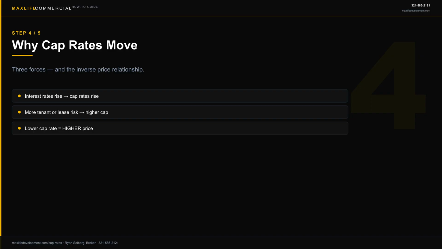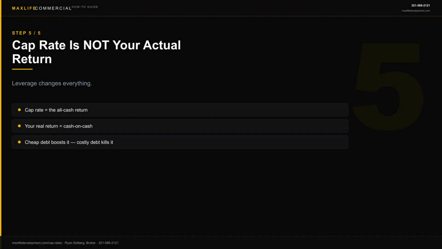Here is the magic and the danger of leverage. If your borrowing cost is below the cap rate, debt works for you, and your cash on cash return climbs above the cap. But if your borrowing cost is above the cap rate, debt works against you, and your actual return drops below it. That is called negative leverage, and in a higher rate market, it is everywhere. So never assume a 6 cap pays you 6%. It depends entirely on your financing.